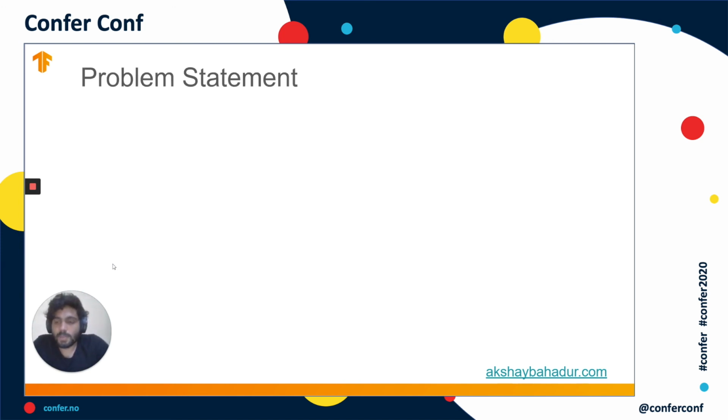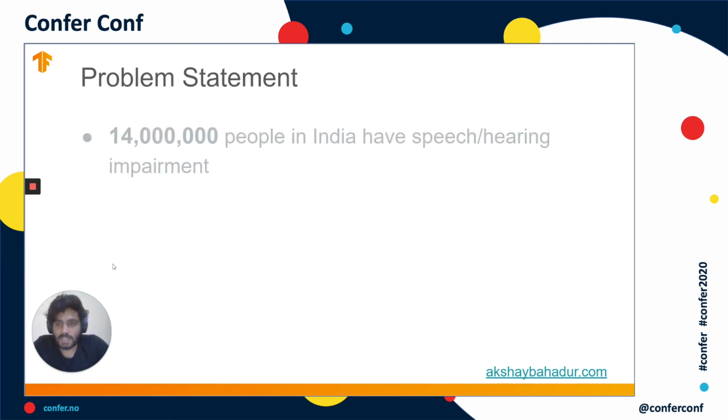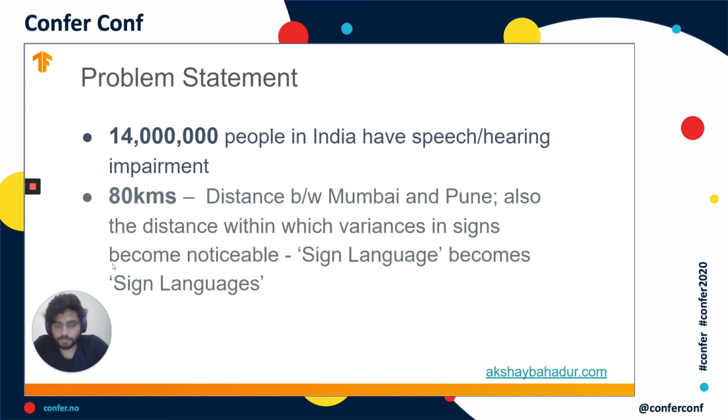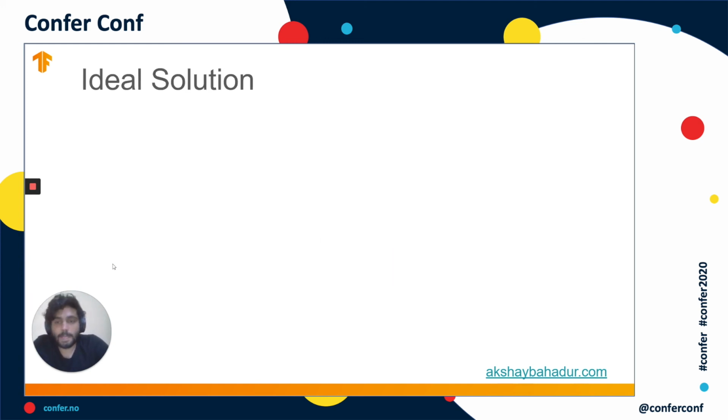So we're talking about the problem statement. The problem statement says that around 14 million people in India are suffering from speech and hearing impairment, and within 80 kilometers, that's the distance between where I work and where my family lives, and in both the cities, sign language is different. Not entirely different, but some words are different, or there are some subtle changes.